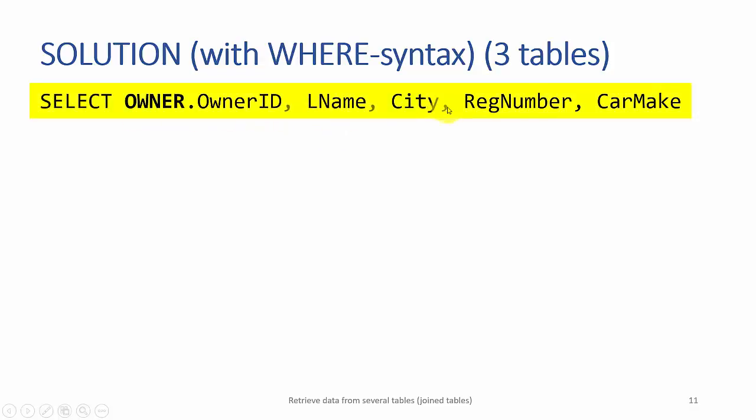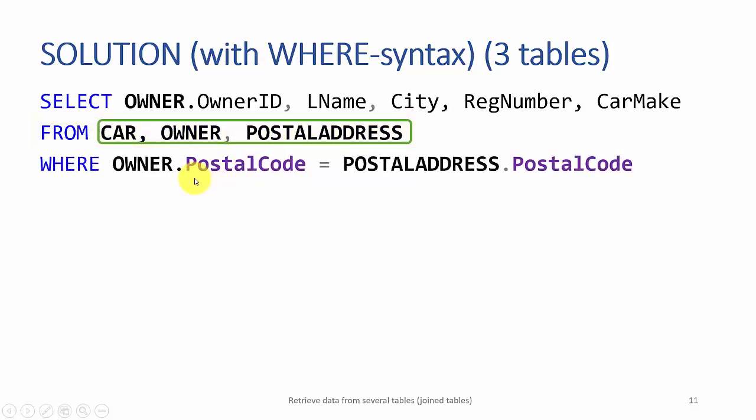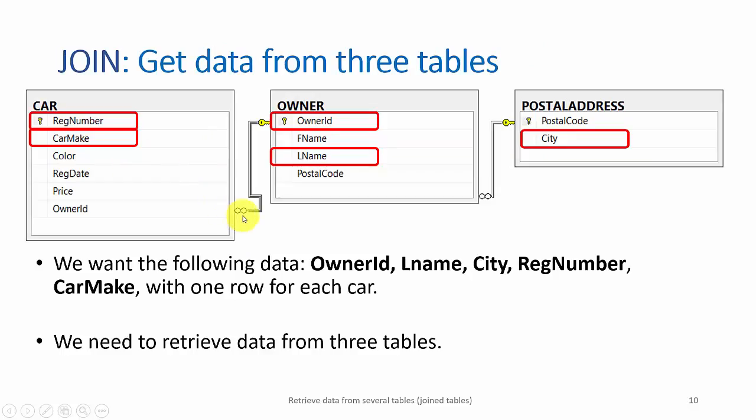Again, we list all the columns we want to retrieve data from. Then we have this from part, where we now have to specify 3 tables, because we want to retrieve data from 3 tables. And then we will have to make 2 joins.